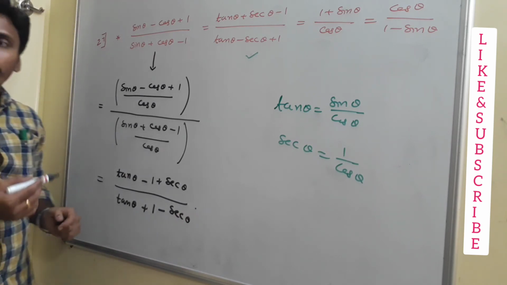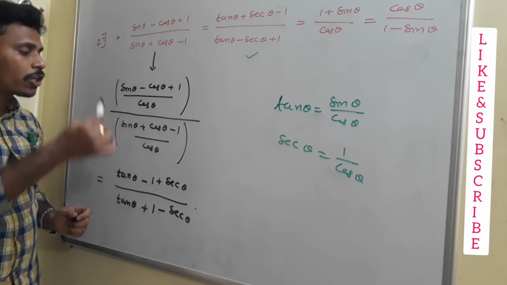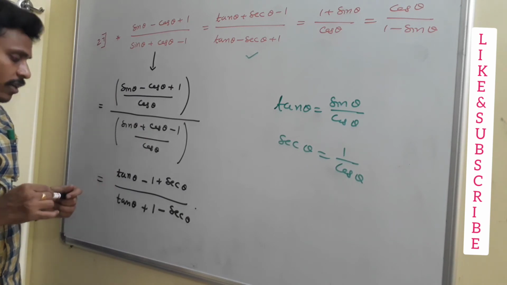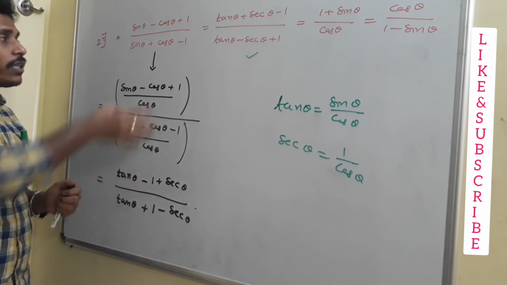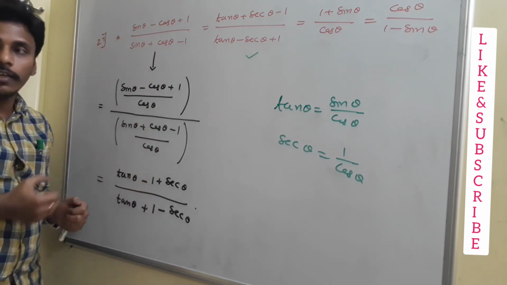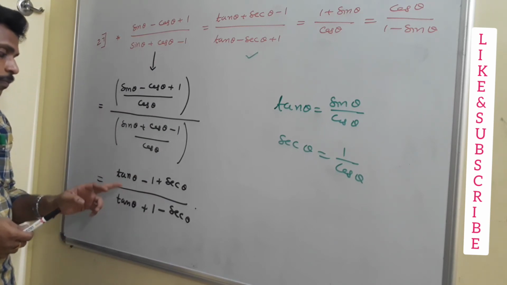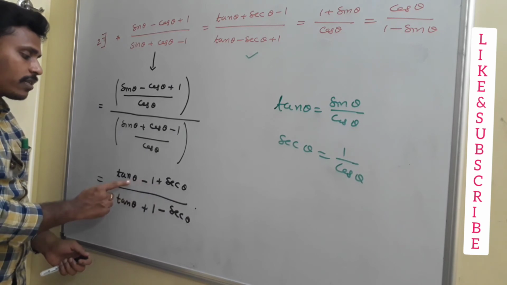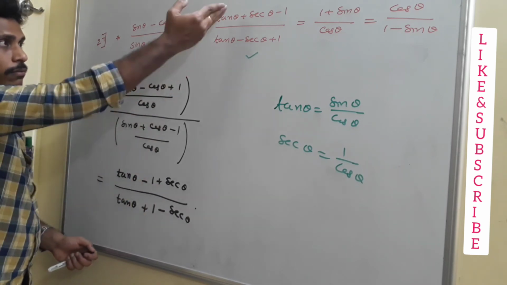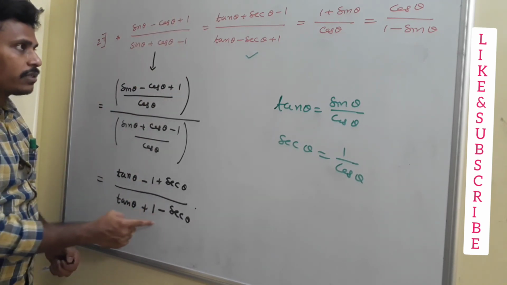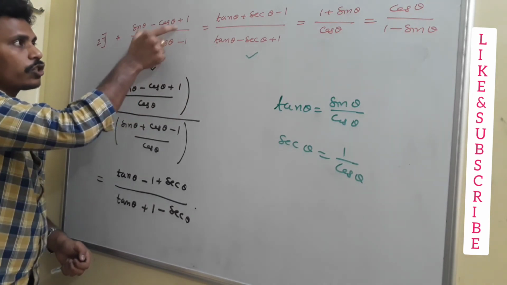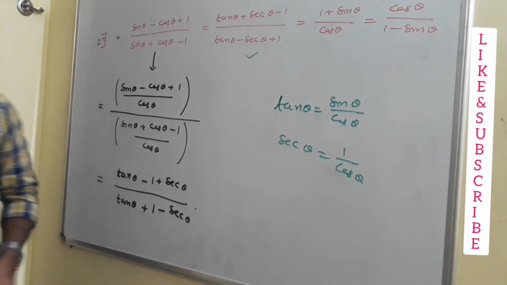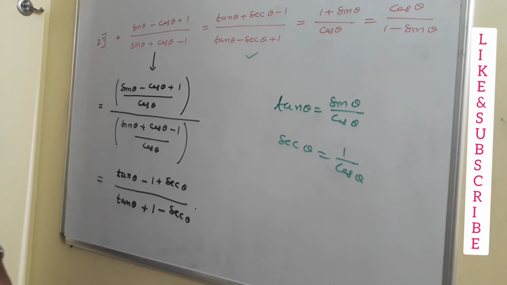What did I do? I divided both the numerator and denominator by cos theta, then automatically I converted the given expression in terms of tan and secant. Now if you look at this statement, tan theta, secant theta, tan theta, secant theta. This numerator is tan theta plus secant theta minus 1, right? This is tan theta minus secant theta plus 1, right? So these two are equal. The conversion is clear. Is it okay? I think so.